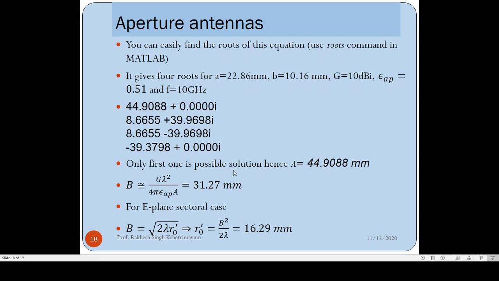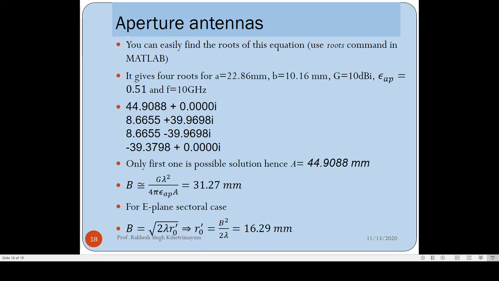So we have the value of capital A. Once we have the value of capital A, I can find capital B from this relation. I know what is gain, I know what is lambda. Lambda for this case is 30, gain is 10 dBi, so absolute value is also 10, epsilon aperture is 0.51, capital A is here, so I can find out capital B is 31.27 millimeter. So I have the value of A and B.